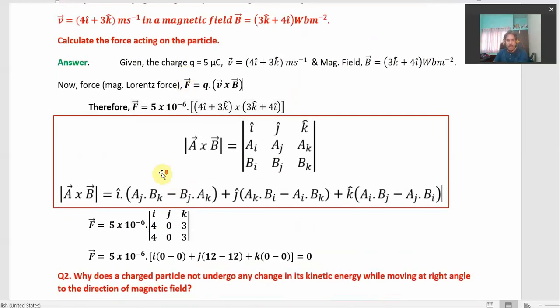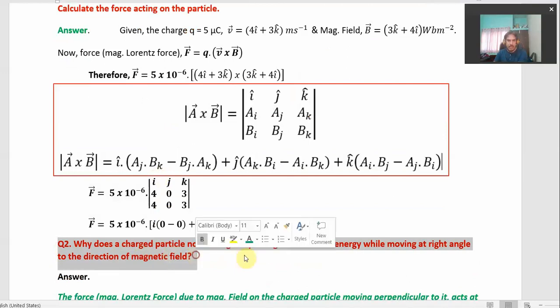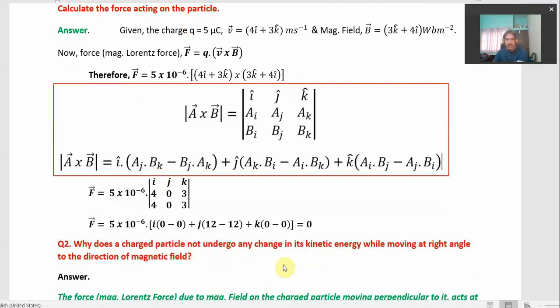Let me take the second question, which says: why does a charged particle not undergo any change in its kinetic energy while it is moving at right angle to the direction of magnetic field? So whenever a charged particle moves perpendicular to the magnetic field, which is what right angle means, why is there no change in the kinetic energy of the charged particle? Now we already know that whenever a charged particle moves perpendicular to the magnetic field, some force acts on the charged particle. Then why does this force not change the kinetic energy? This is the question which is asked.